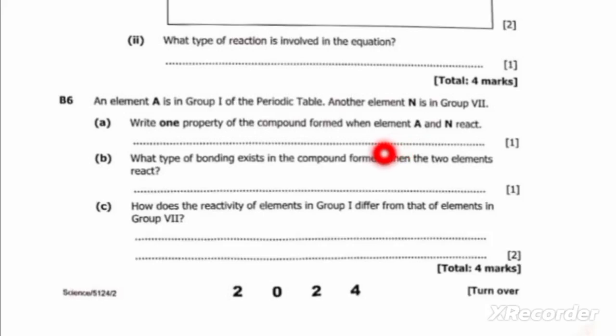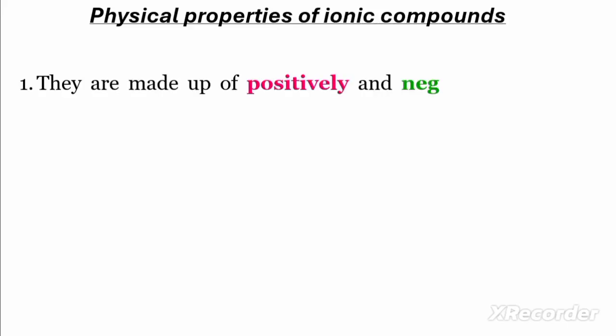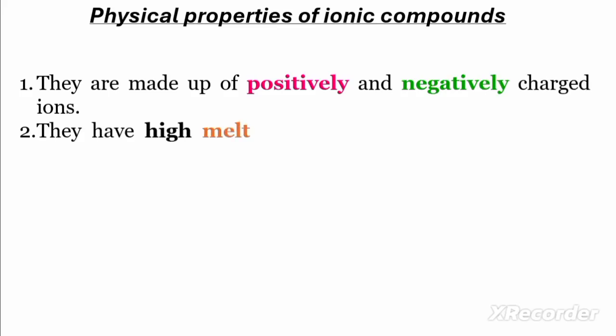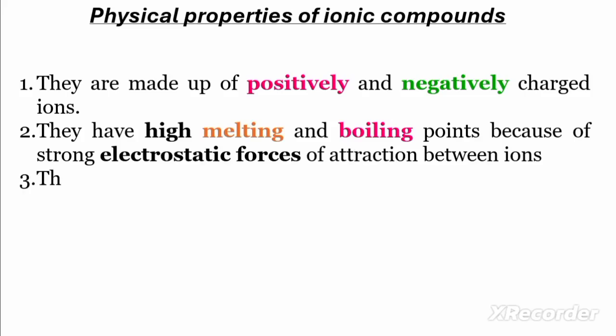Okay, so the compound that will form from the element coming from group 1 and the element coming from group 7 is an ionic compound. So we are going to give the physical properties of ionic compounds. Number 1, they are made up of positively charged and negatively charged ions. Number 2, they have high melting and boiling points because of strong electrostatic forces of attraction between ions.